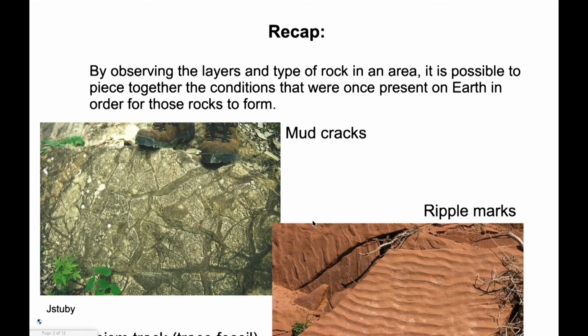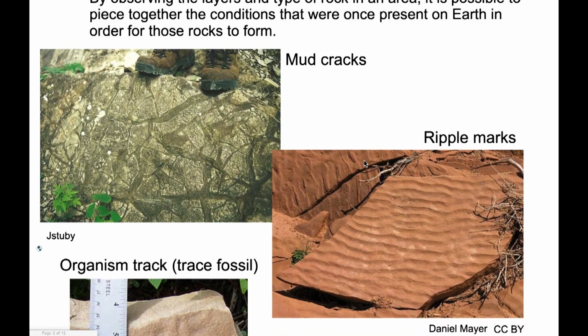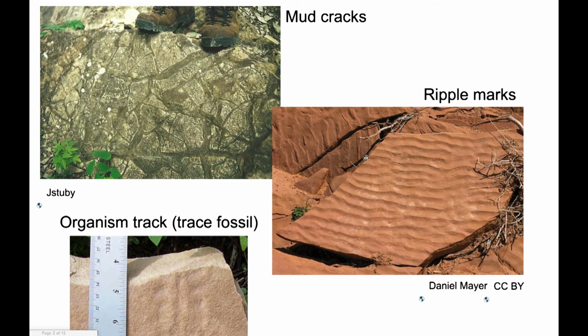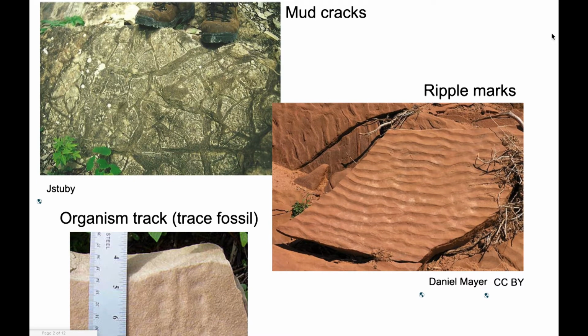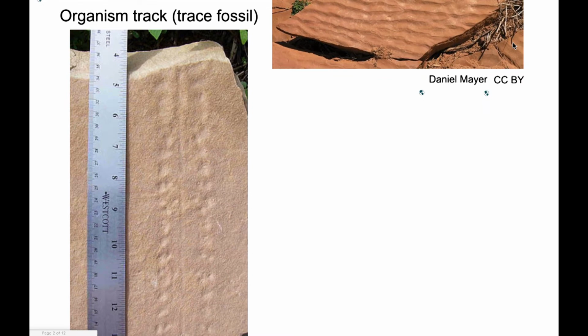If you have ripple marks, that can tell you a lot of information. Again, it's probably going to tell you there was water present, and in some sense it was going back and forth. If you have asymmetric ripple marks, that means the water was going steadily in one direction. If you have symmetric ripple marks, it means the water was going back and forth pretty evenly. You can also have organism track marks. This is something so far we've only seen on Earth.